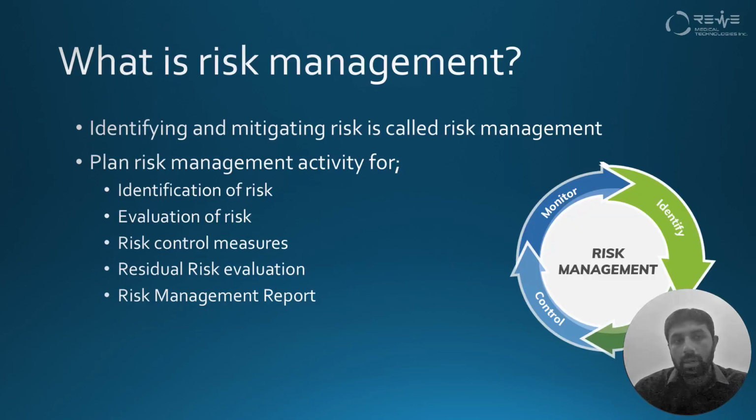So what is risk management and how do we do it? Risk management is about the identification of the risk and the mitigation of those risks. The purpose of the risk management activity is the identification of risks, the evaluation of the risk control measures, the residual risk evaluation, and reporting the risk management activity.